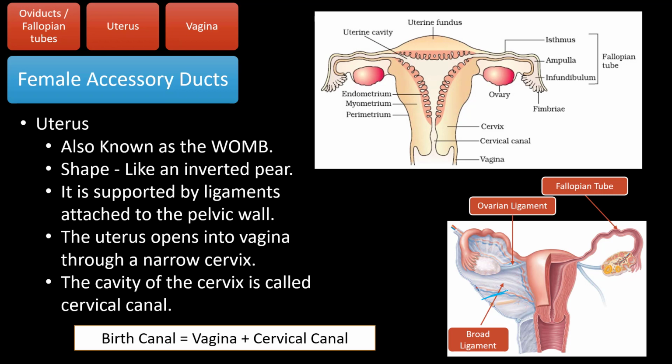Now the uterus opens into the vagina through a narrow cervix, and the cavity in the cervix is called the cervical canal. And remember, together, this cervical canal and the vagina are known as the birth canal.